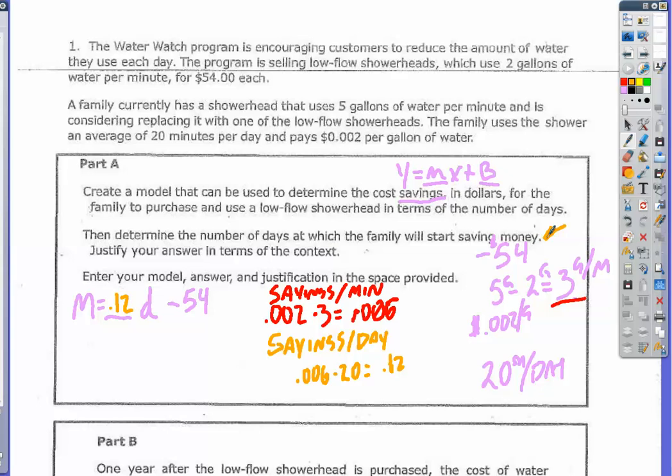Well, what will our m value be when we have hit that break-even point? 0. Oh, okay. That's easy enough. So we have a green 0 for money is equal to 0.12d minus 54. Oh, that just looks like a problem you've been doing for the last 6 weeks. Go ahead and solve it.